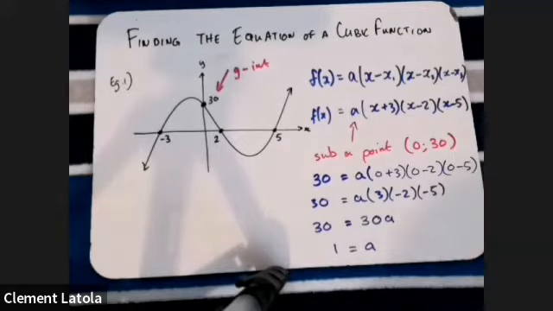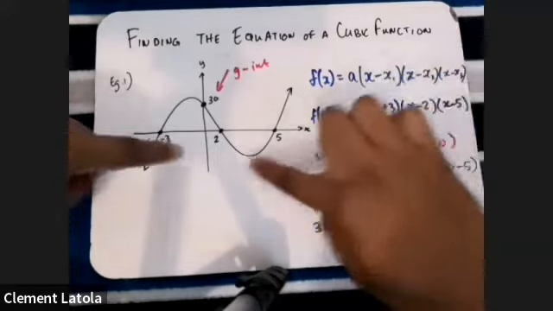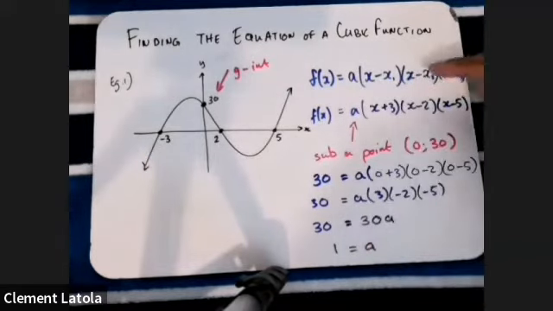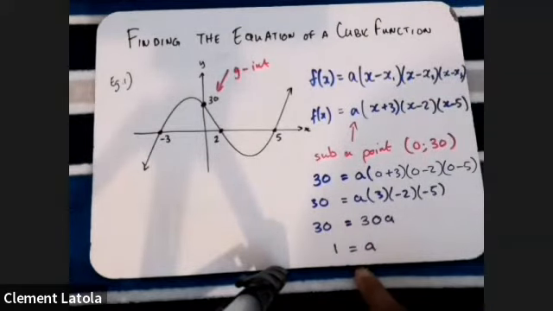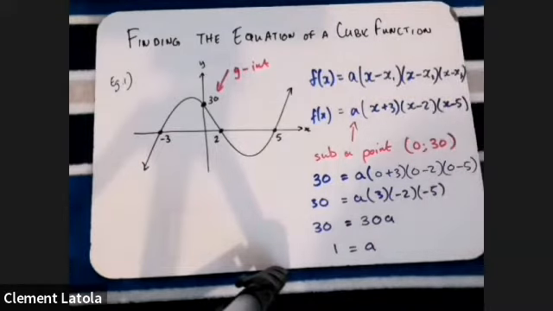Now I finally have all the components. I found my 3 x-intercepts, in fact, that was given. And then I calculated what a is by substituting a point. So now all that's left for me to do is substitute a's value in this function and then multiply everything out.